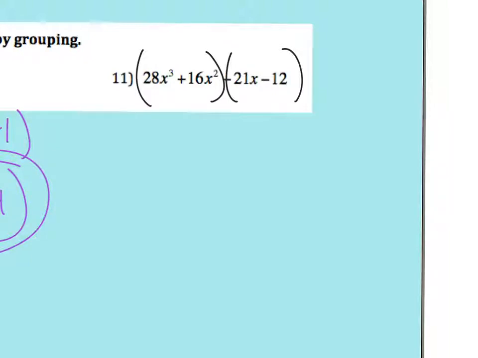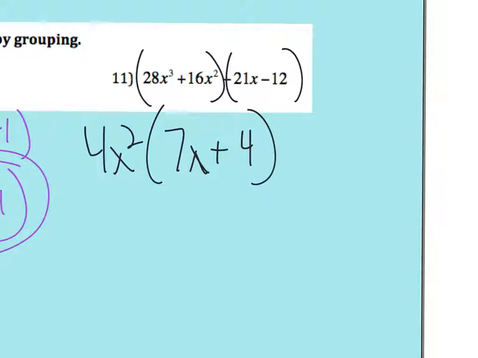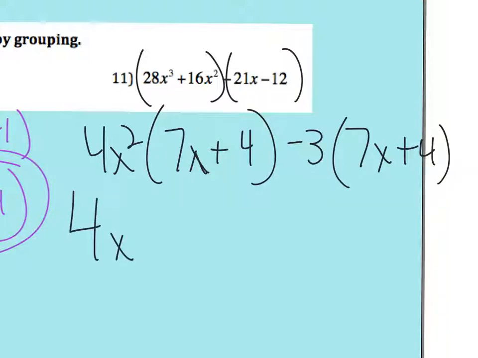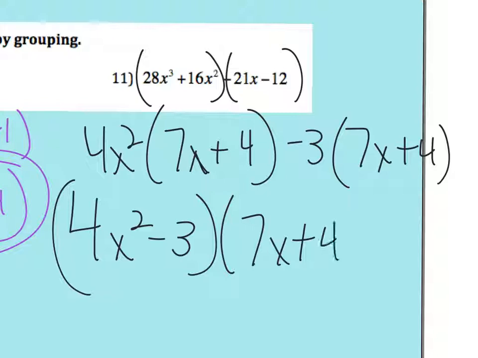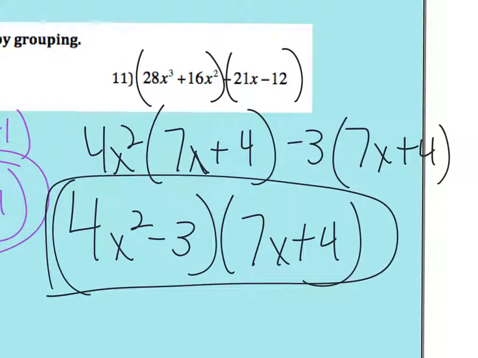Same thing, same idea over here. Parentheses, parentheses, parentheses, parentheses. Here I'm going to pull out 4x squared. It's the most in common with those two. We're left with 7x plus 4. Here I'm actually going to pull out a negative 3 to leave me with 7x plus 4 again. There's my answer.